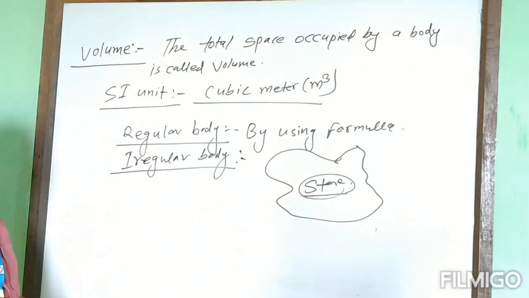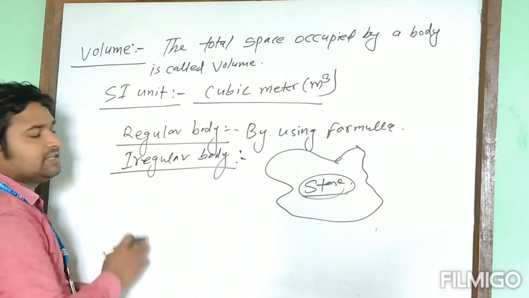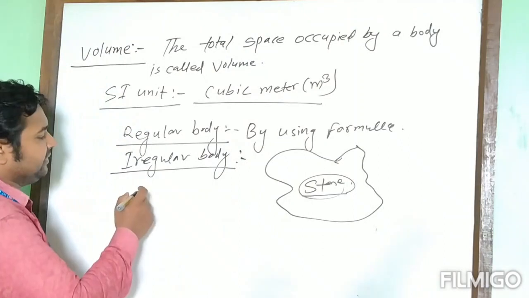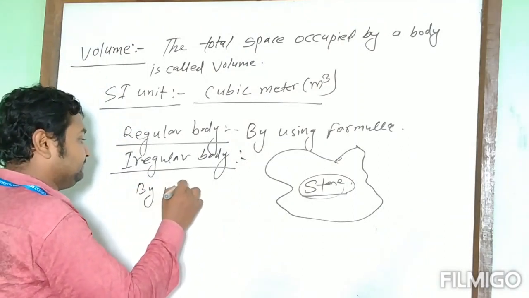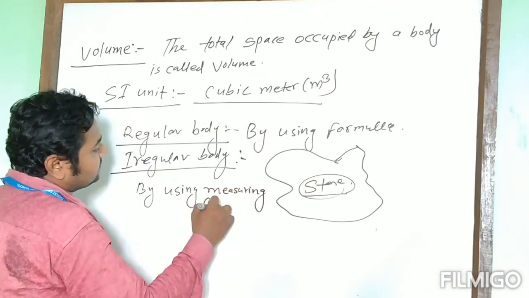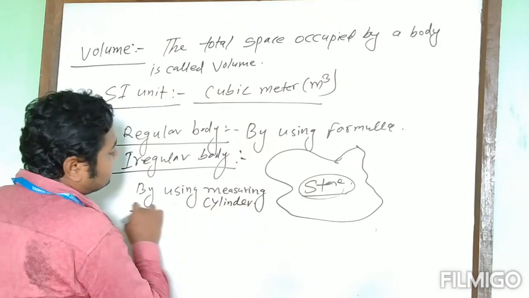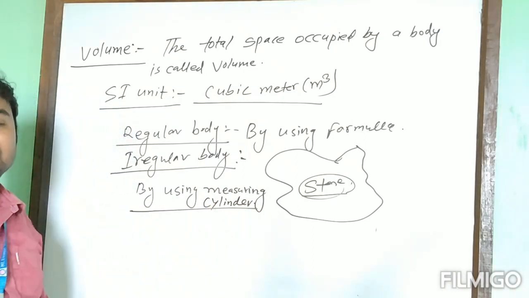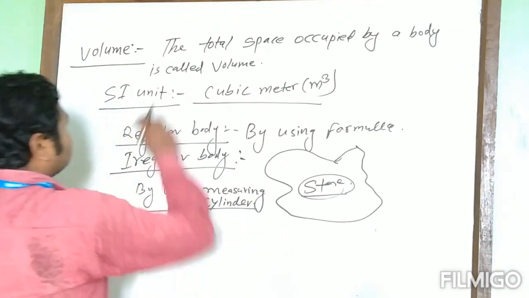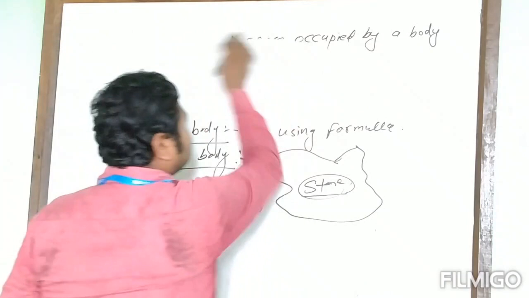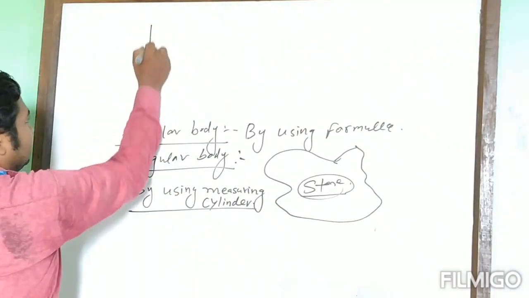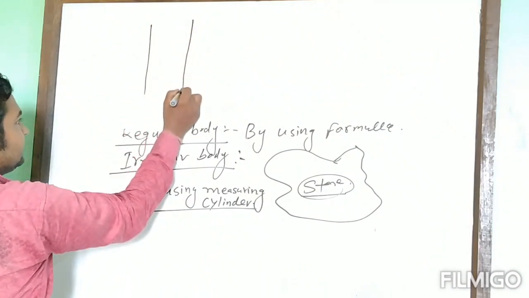Yes, the best method is by using the measuring cylinder. By using the measuring cylinder, we can easily calculate the volume of an irregular body. Now I will show you. Let's look at the board. This is the measuring cylinder. What is this? Measuring cylinder.